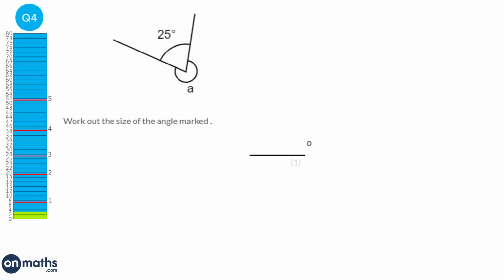All angles around a point add up to 360 degrees. So we've got this angle here, which is 25 degrees, and we've got this angle here, which is currently unknown. So to find out what A is, we're going to take away that 25 from 360. And when you do that, you get 335 degrees, which is our answer. You'll often need to write down the reason, which is angles around a point add up to 360 degrees.